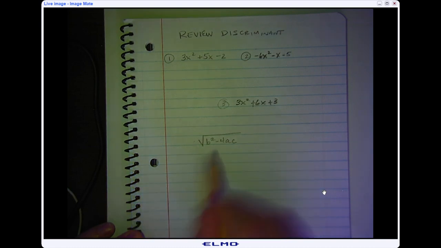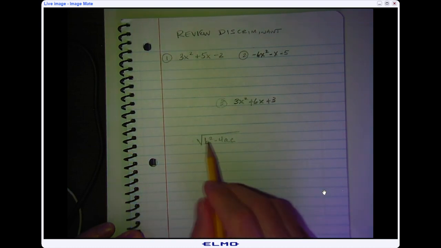So when you solve the quadratic equation for the discriminant, if the inside is positive, you're going to have two solutions. If the inside is negative, you're going to have no solutions. And if the inside is zero, you're going to have one solution.